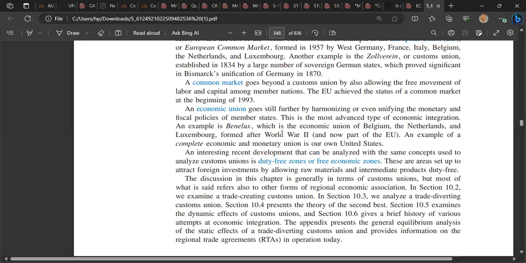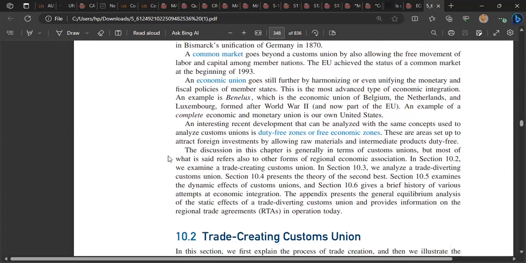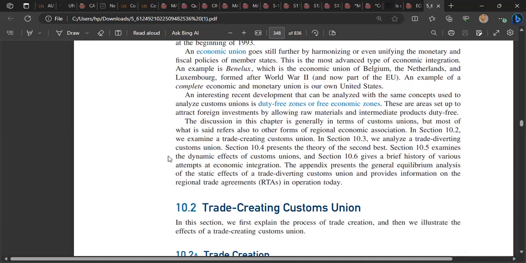All right, so I haven't quite heard of this, but this is the example here. Benelux, which is an economic union between Belgium, Netherlands, and Luxembourg. Yeah, so this was formed after World War II and is now part of the EU, okay? Why I don't know about it. All right, and then, okay, that one we can skip.